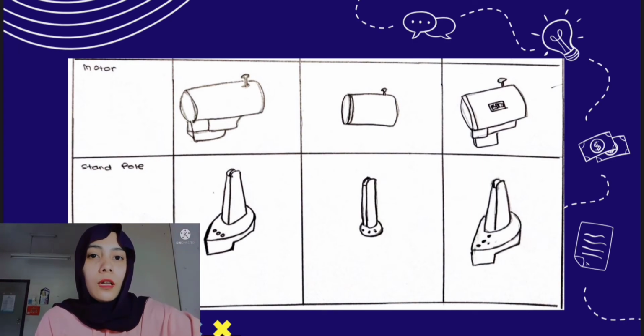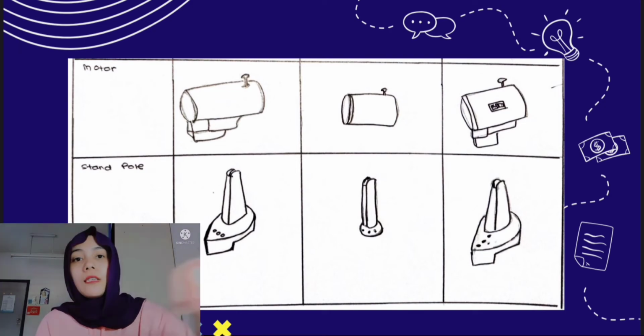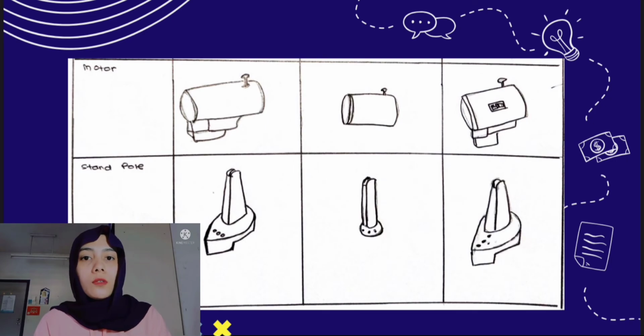For the stand pole, we chose option 1 because the design fits on the base perfectly. So that's why we chose option 1.